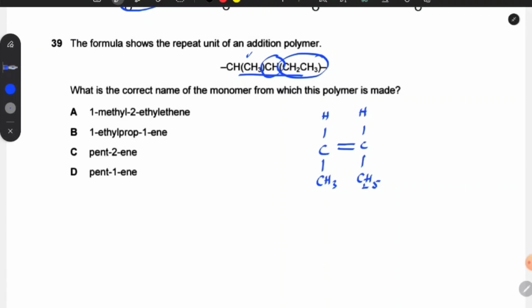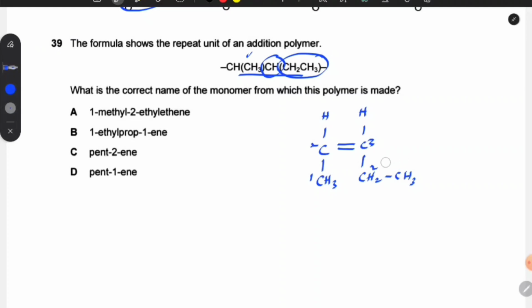Now, what would be the name of this monomer? We will count the number of carbon atoms in this chain. So 1, 2, 3, and these two, it means 5 carbons are in this chain. And from which side should we start giving them numbers? If you start counting from this side, then 1, 2, 3, so our double bond will be present on the third carbon. And if you start counting from this side, then the double bond will be present on the second carbon.